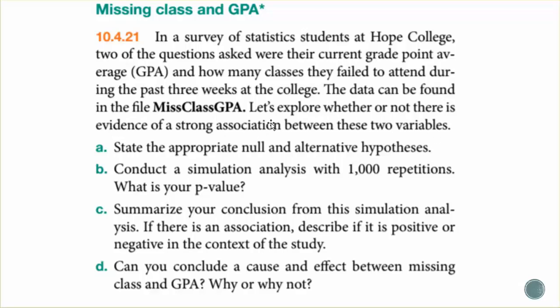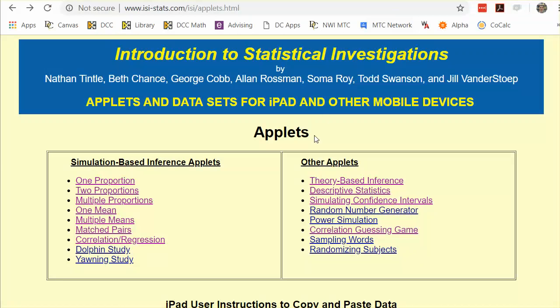Okay, so how many classes they missed, that's a quantitative variable. Their GPA, that's a quantitative variable. So we've got two quantitative variables. It's a perfect setup for making a scatter plot and doing a linear regression. So they want to know what the null and alternative hypotheses are, do a simulation and find the p-value, summarize the conclusion, and then talk about cause and effect. Okay, so let's jump to the applet and see what the data looks like.